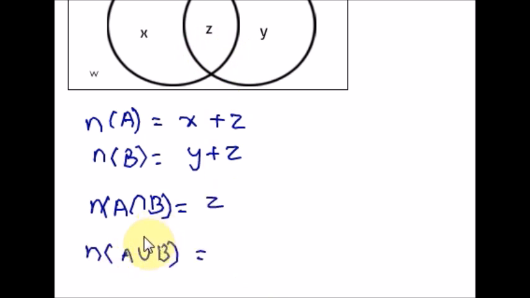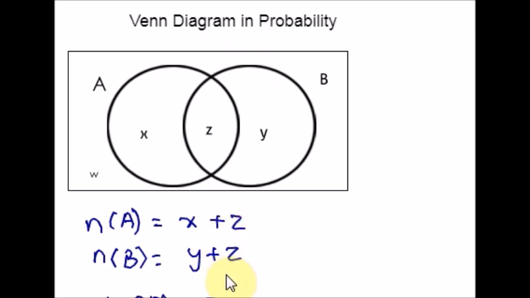What would be the union? Union means it includes all the elements. So in both A and B, we have X, Y and Z. So this would be equal to X plus Y plus Z. And what about the total number of elements in this entire set? You have X, Y and Z. These are the elements in the events A and B. And there is one more element, W. So the total number of elements in this Venn diagram is X plus Y plus W plus Z. So these are the terms you should know when it comes to Venn diagram for 2 elements. Does this make sense to you?